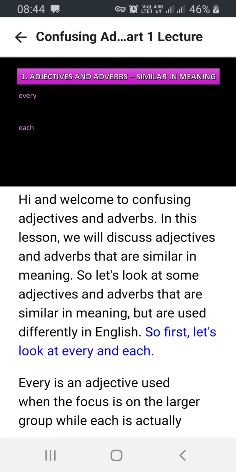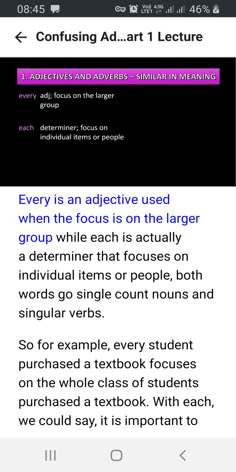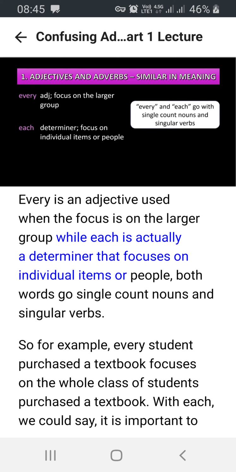So first, let's look at every and each. Every is an adjective used when the focus is on the larger group, while each is actually a determiner that focuses on individual items or people. Both words go with single count nouns and singular verbs.